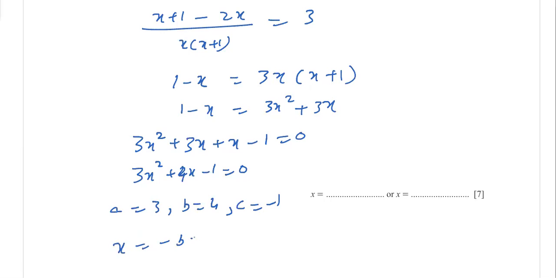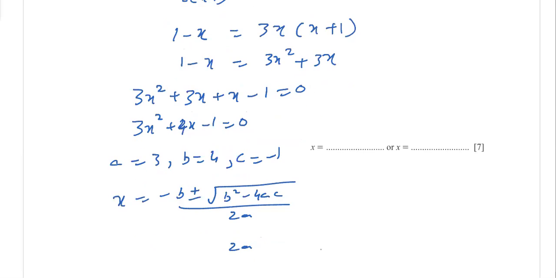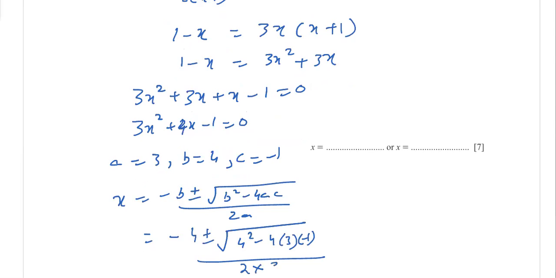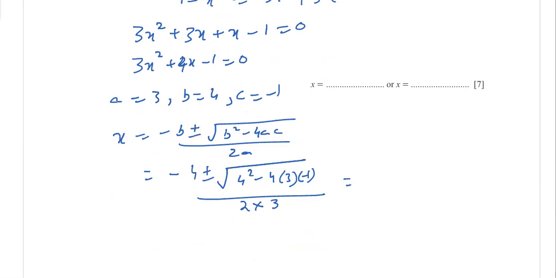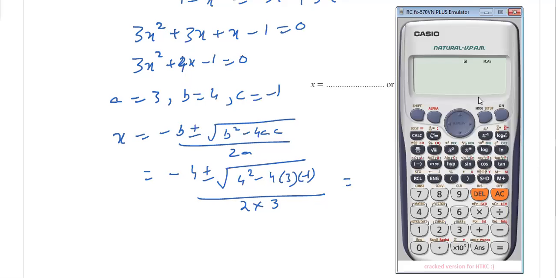So x will be minus b plus minus square root of b squared minus 4ac over 2a. Putting the values in will give you minus 4 plus minus square root of 4 squared minus 4 into 3 into minus 1, over 2 times 3. Let's calculate this square root part first. That gives 4 squared minus, this minus and minus will become plus, but let's directly use the calculator.